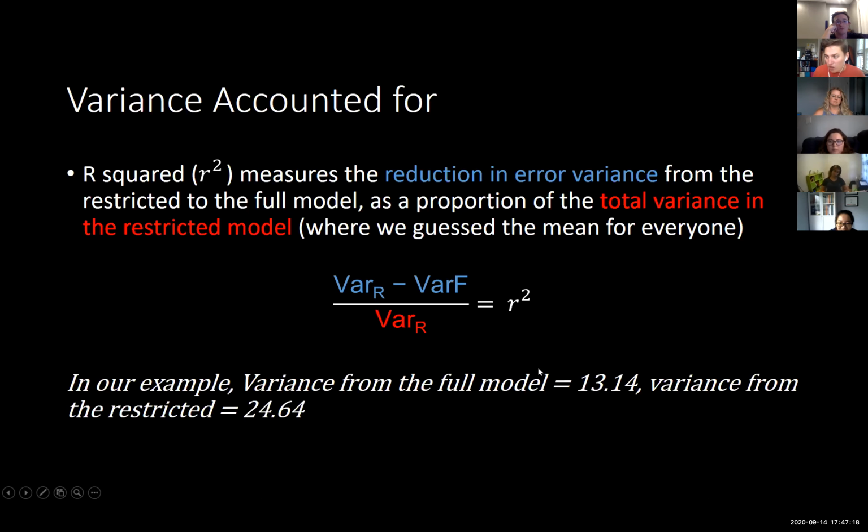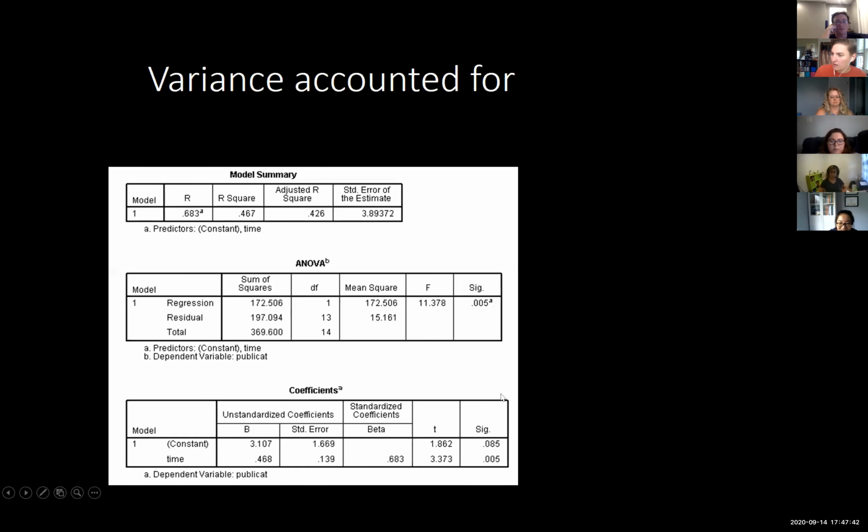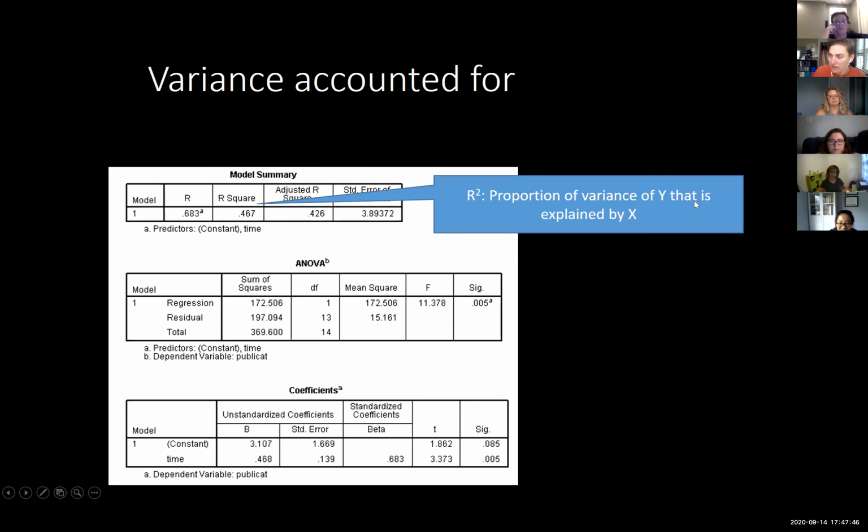In our example, the variance from the full model was 13, and the variance from the restricted model was 24. I had those because I calculated them in the Excel sheets where I had the sums of squared errors. Underneath that, I had the variance estimates. That's where these come from. If I plug these numbers in, I get my R squared value of 0.467. And you will see that number is right here: the proportion of variance in Y that's explained by X.